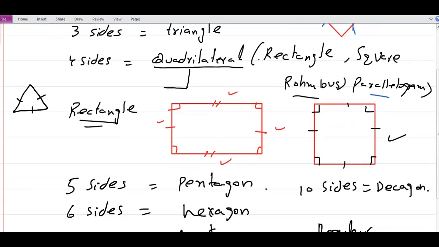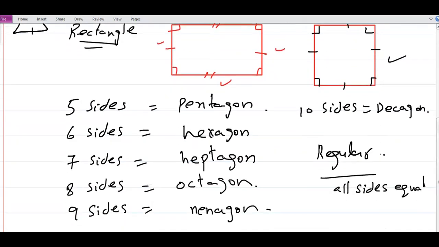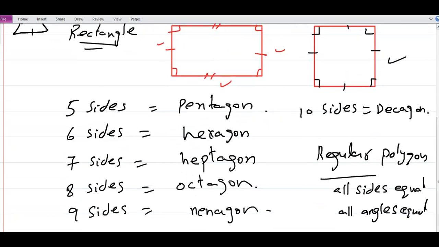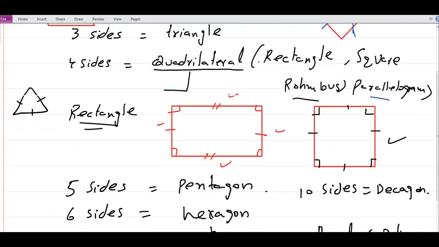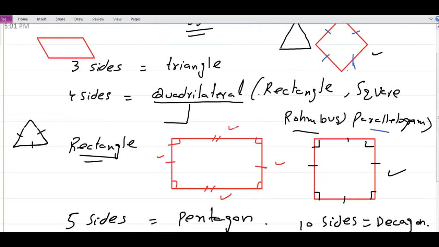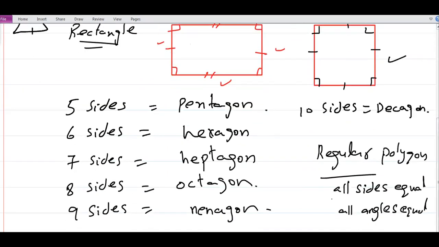And remember, if you say a regular polygon, all sides are equal and all angles are also equal. Okay. So can we say rhombus is a regular? Rhombus is not regular. Sides are equal, but all four angles are not equal. Okay. So regular polygon is a word that you have to remember.